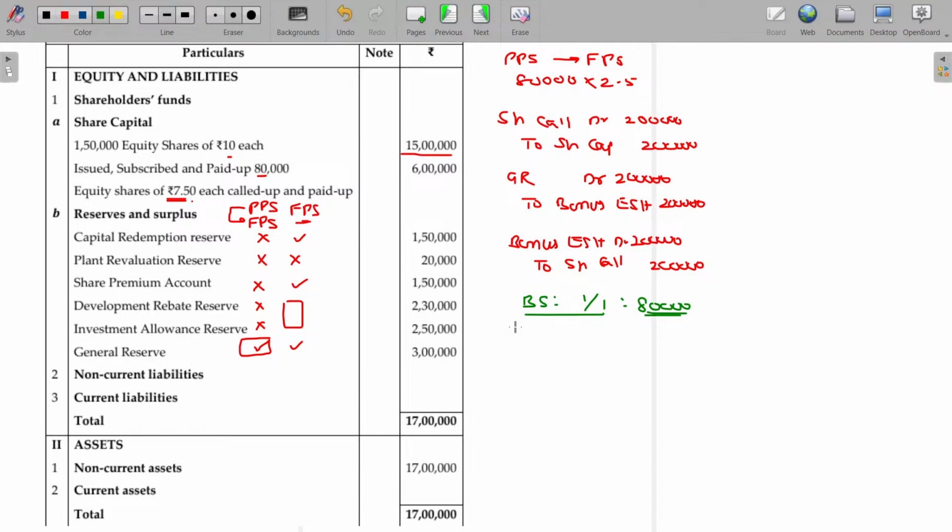Now for the fully paid up bonus share, we can use non-usable reserves. What are they? CRR, because these reserves can be used only by this time. 1.5 lakhs can be used. And of course, we can use the securities premium. The value being 1,50,000, isn't it?